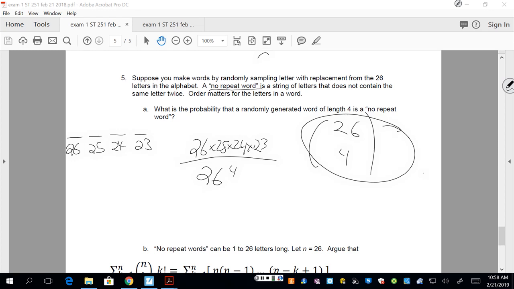Right? What's the chance that you do? Yes. So is that divided by 26? Yep. Okay. Yeah. Why is that?